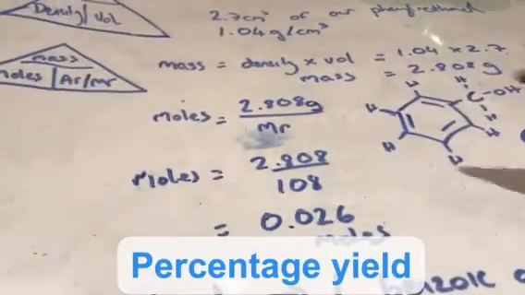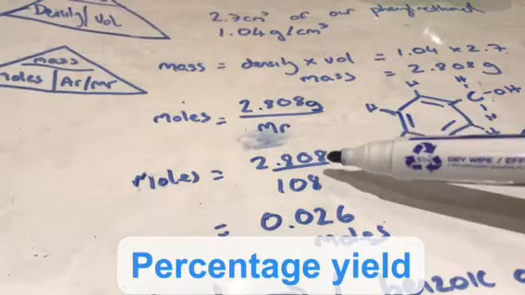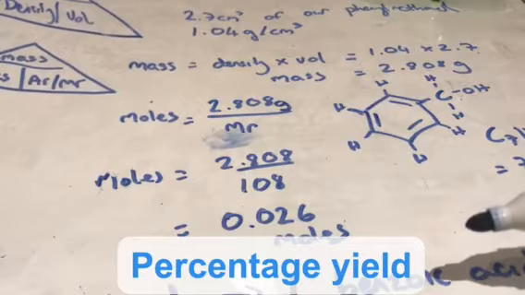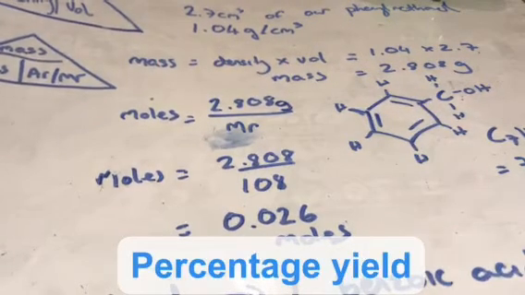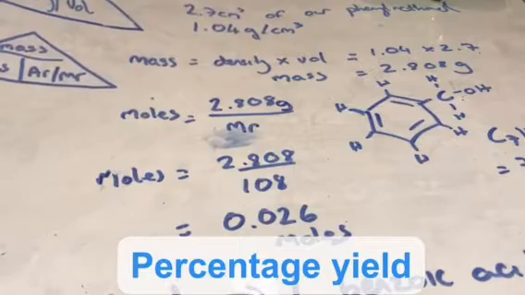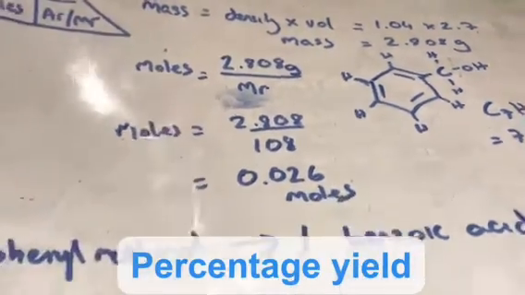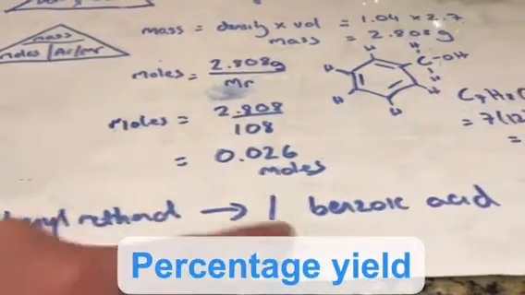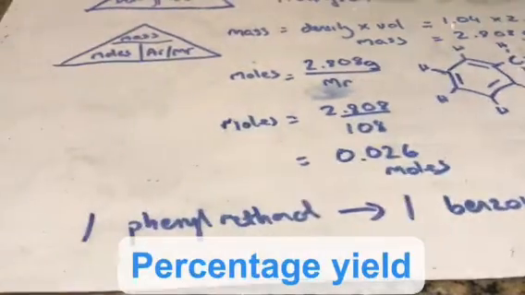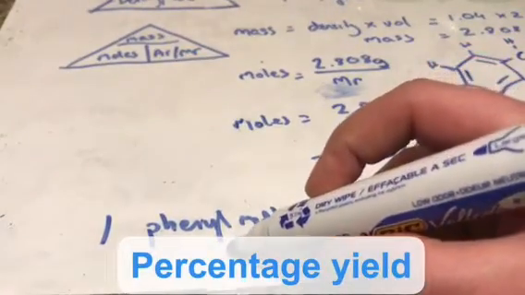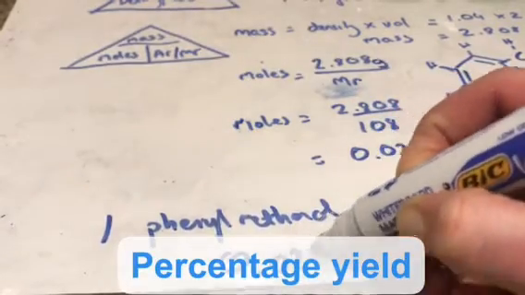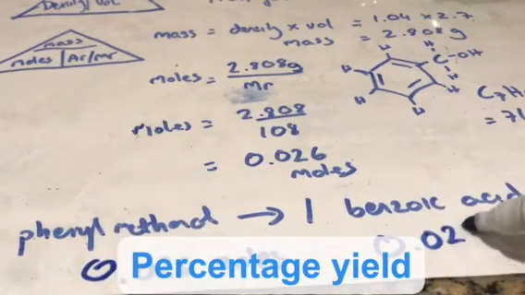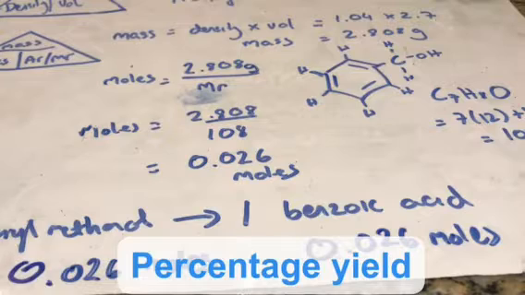So to work out your moles, it's going to be your 2.808 grams divided by your 108, which is your molecular weight of your phenylmethanol, and that is 0.026 moles of phenylmethanol. Now it tells us in the question that phenylmethanol is our limiting reagent. That is what's going to determine how much product is made. And it also tells us in the question that it's a 1-to-1 reaction. One phenylmethanol gives us one benzoic acid. Okay, so if you have 0.026 moles of this, you're going to get 0.026 moles of your benzoic acid.